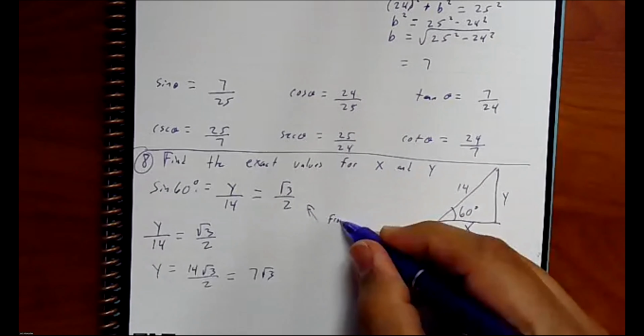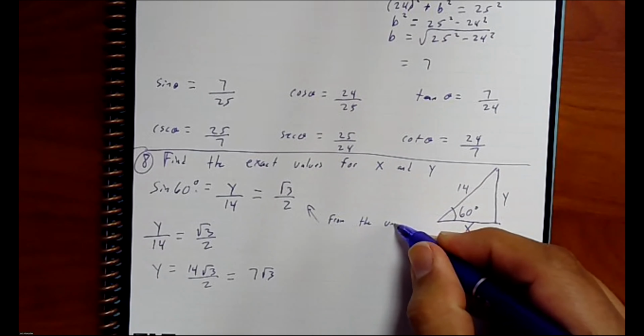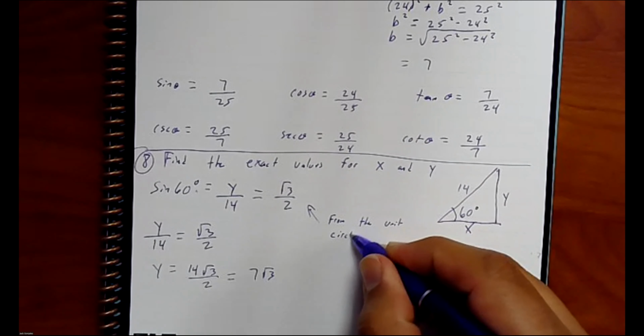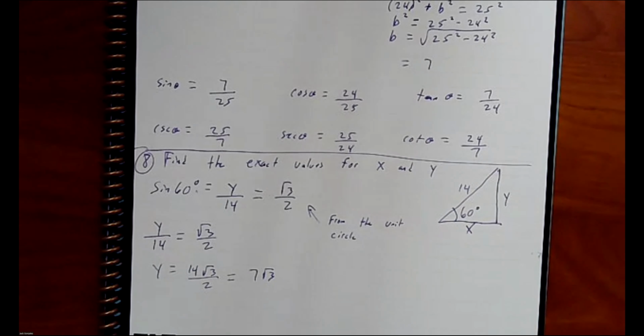Yes, sir. So we don't have to use the Pythagorean theorem for that? No, you don't have to. I mean, we could now that we have two sides. But it's just asking for x. Okay. Or you could just do the same thing with cosine.